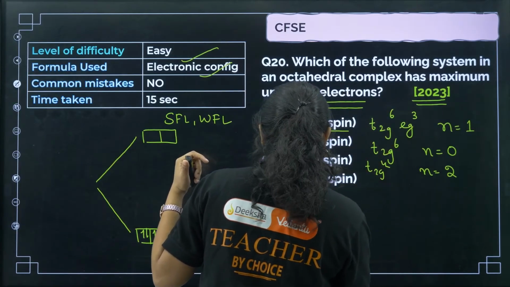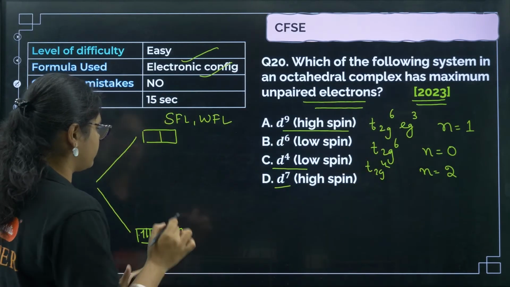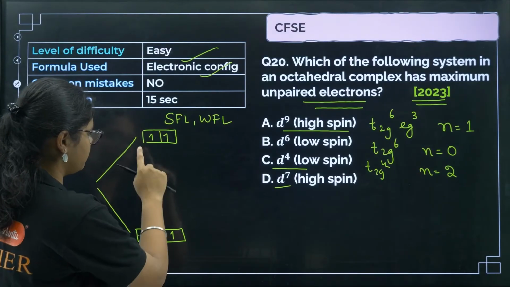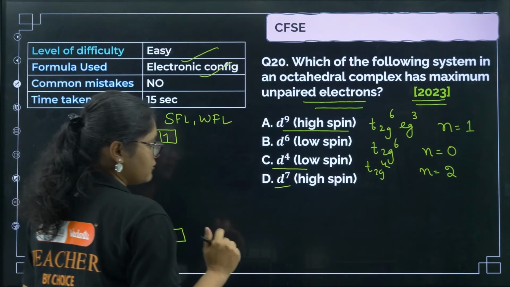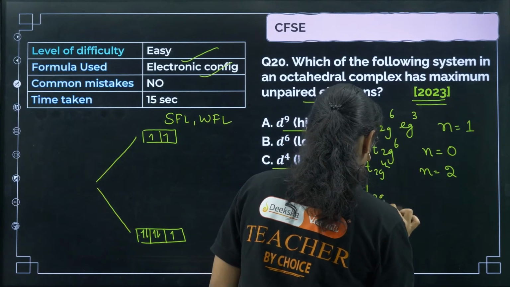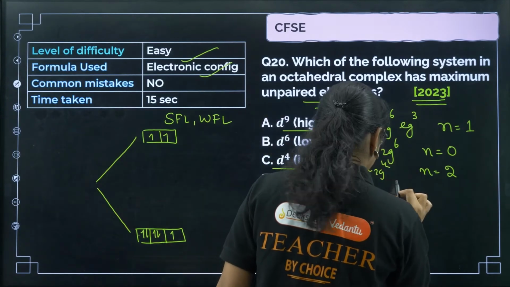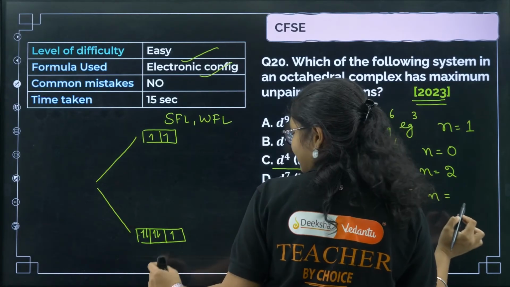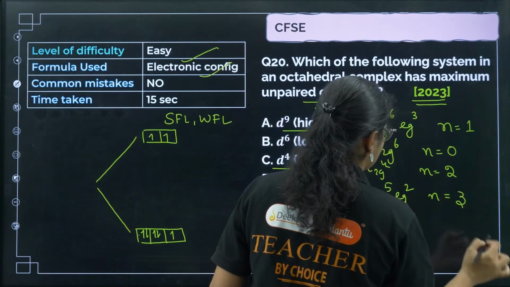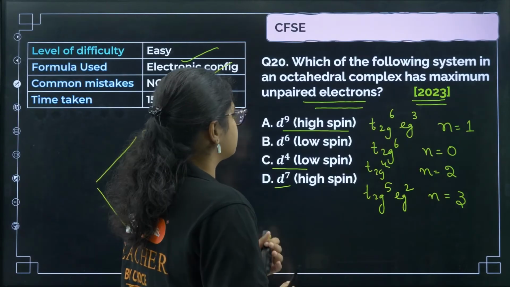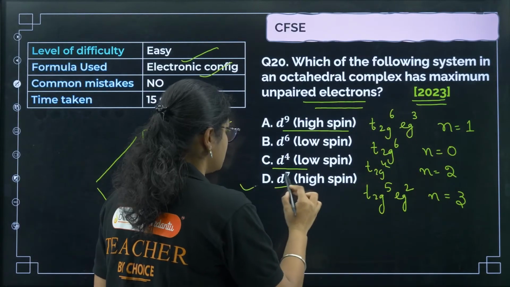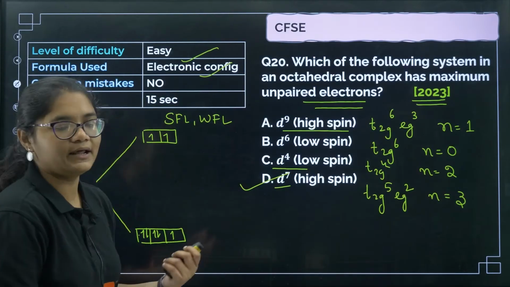And the number of unpaired electrons is 2. Next, d7 high spin: 1, 2, 3, 4, 5, 6, 7. So we'll have t2g5 eg2, and the number of unpaired electrons is 3. Now the question is asking which has the maximum number of unpaired electrons. So you can see the last option. The correct answer will be option D here.